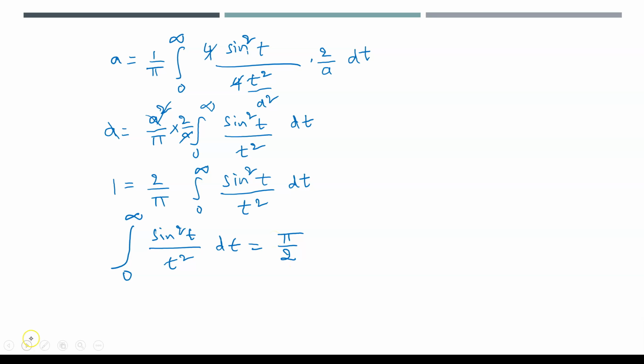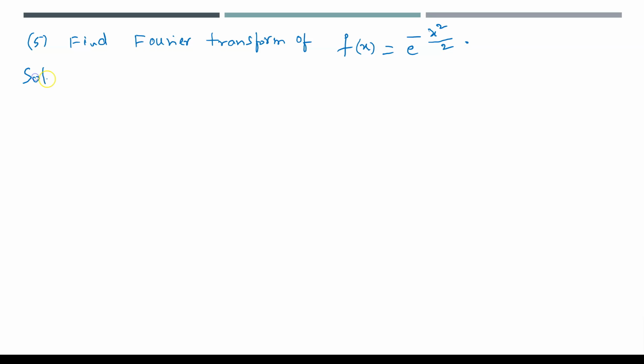Now let us see the next question. Here, fifth question. Find the Fourier transform of f(x) equal to e^(-x square by 2). So here no need to find the value of any integral because it is not there in this question. Only we have to find the Fourier transform. So here the given function is f(x) equal to e^(-x square by 2).